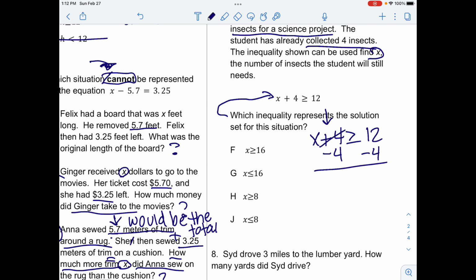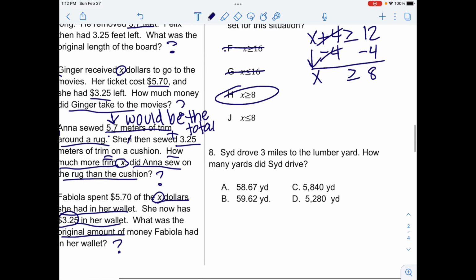So this plus 4 and minus 4, they cancel out, so our variable gets isolated. Carry down my sign. 12 minus 4 is 8, so F and G are out, and I have x is greater than or equal to 8. So my answer is H.